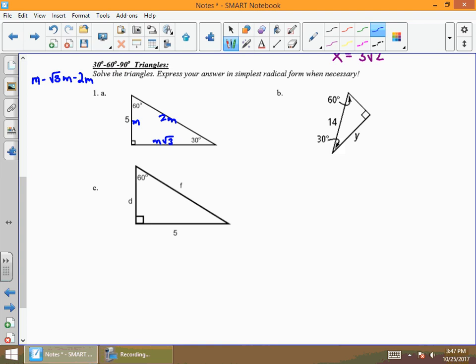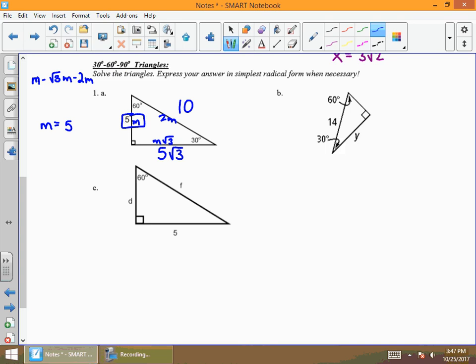And then it says, I just first find my m. In this case, m is equal to 5. So now to solve this triangle, I just plug in. So the hypotenuse is 2 times m. So up here, 2 times 5 is 10. And the long leg is m times radical 3. So 5 radical 3. The triangle has been solved.